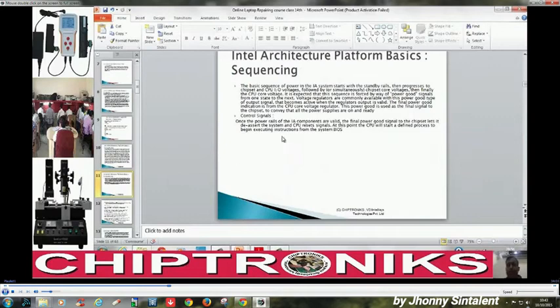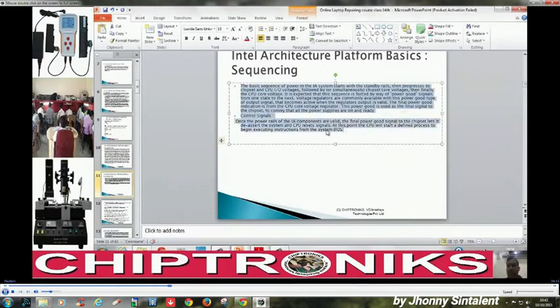So this is all about the sequencing. A very important thing that we have to note down is the basic sequence of power in an Intel architecture. It starts with standby rails. That is, first a standby power supply is generated, then progresses to chipset and CPU IO voltages. Next, the chipset and CPU input output voltage is generated, after that chipset core voltages are generated, and finally CPU core voltages are generated, right?